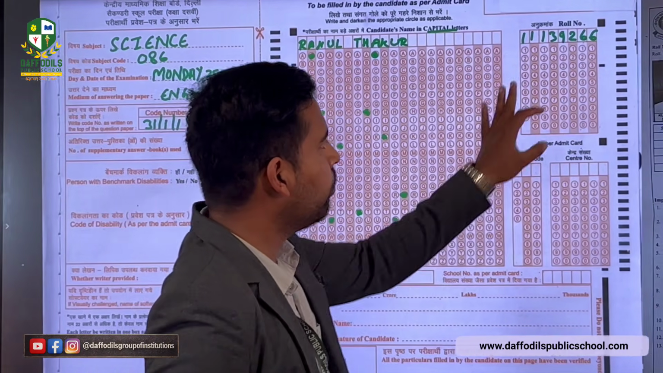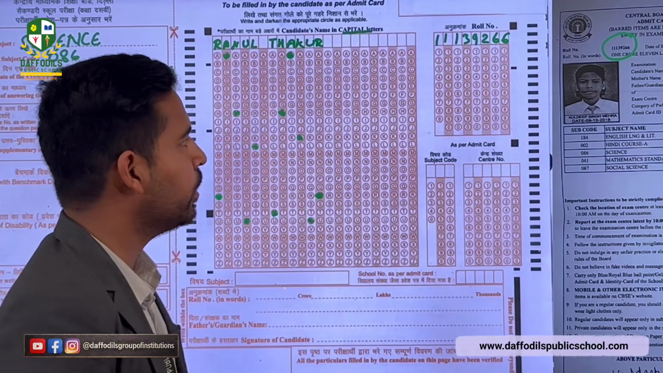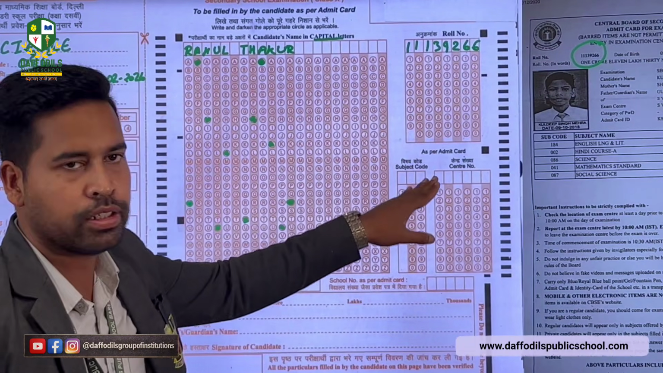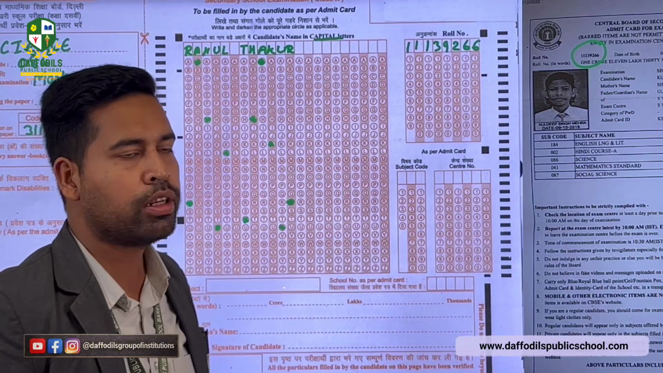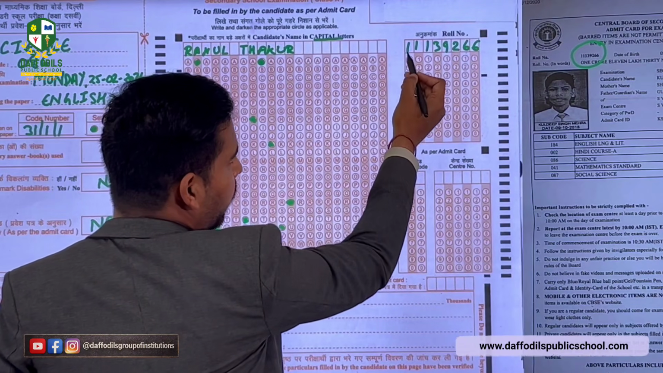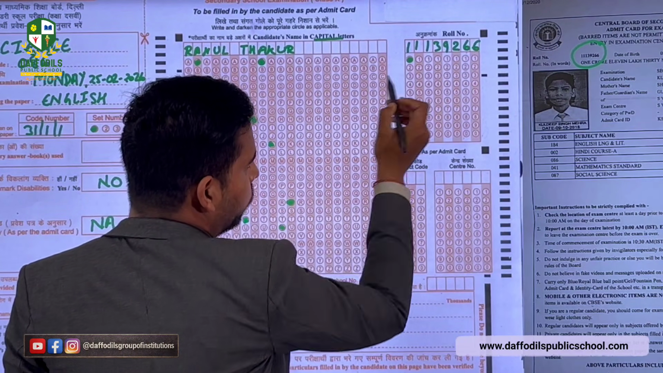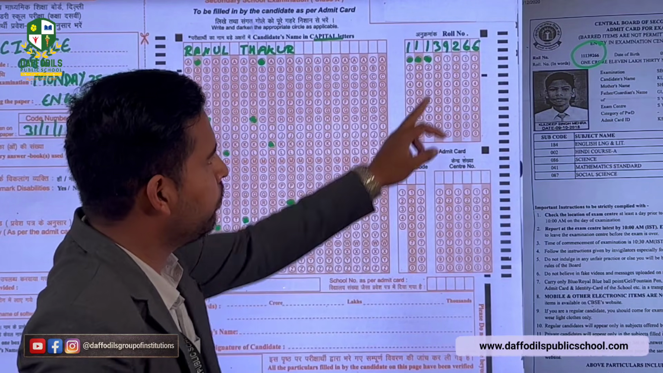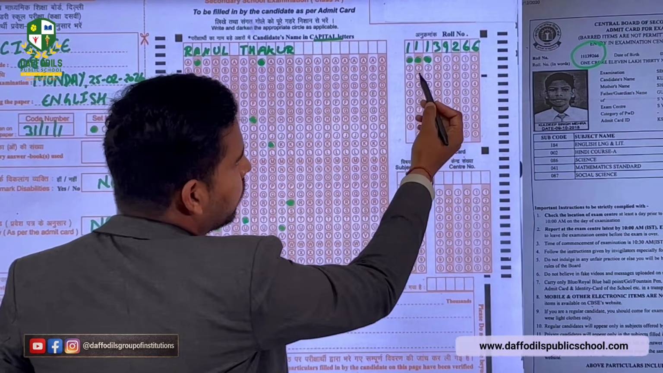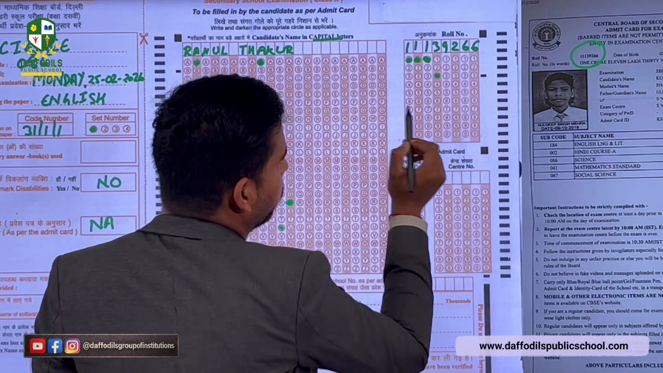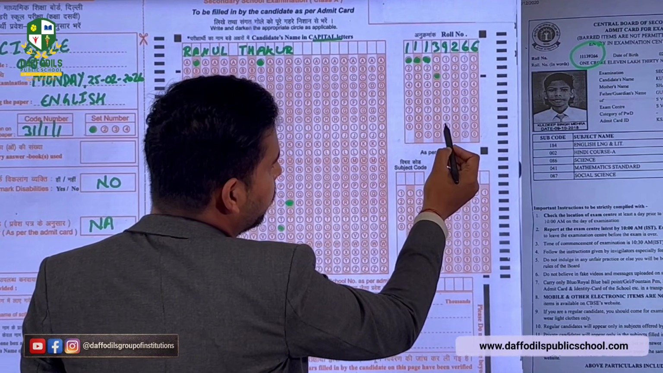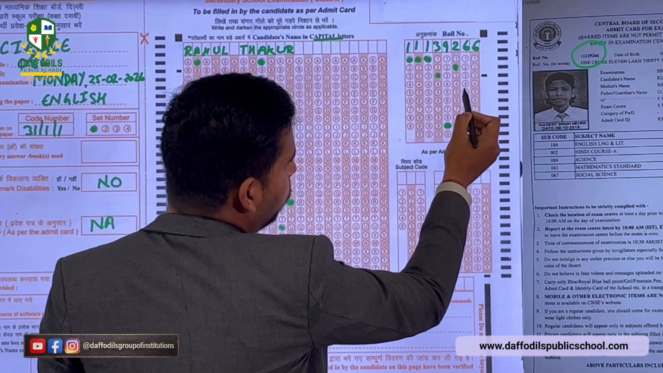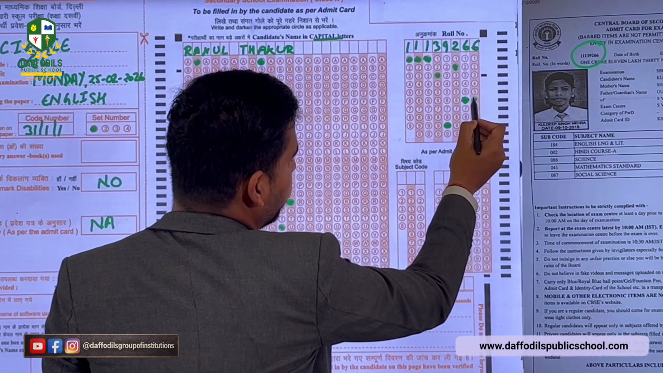Okay, so in the roll number column, you also have to darken the circles. There's a column of 1, 2, 3, 4, 5, 6, 7, 8, 9. So you have to fill according to your roll number. Like there's a 1, so you have to darken circle 1. If you observe here, there's a 3, so you have to darken circle 3. Then after that, there's 9, so you have to darken 9. Then after that, 2, 6, and 6.